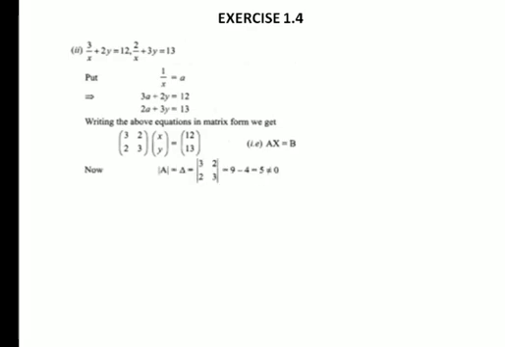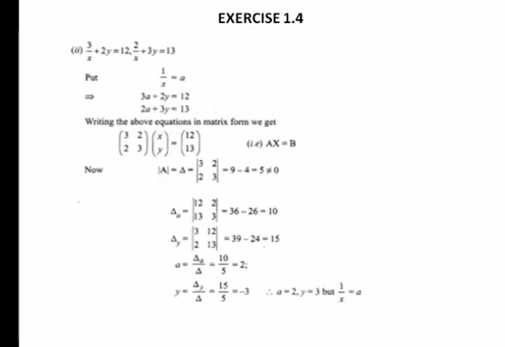Now delta you are going to find out. Delta is 5. Then move on to find out the delta a. Delta a value is 10. Delta y is 15. Then a value we are going to find out. Delta a by delta equal to 10 divided by 5, 2. Y value you are going to find out. Delta y divided by delta equal to 15 by 5 equal to 3. A value equal to 2, y equal to 3.